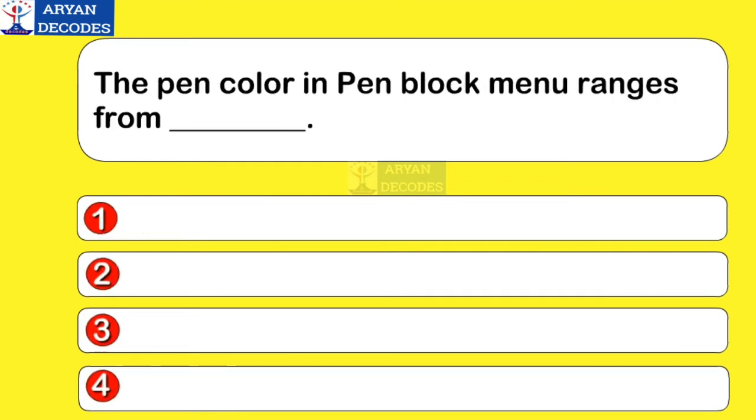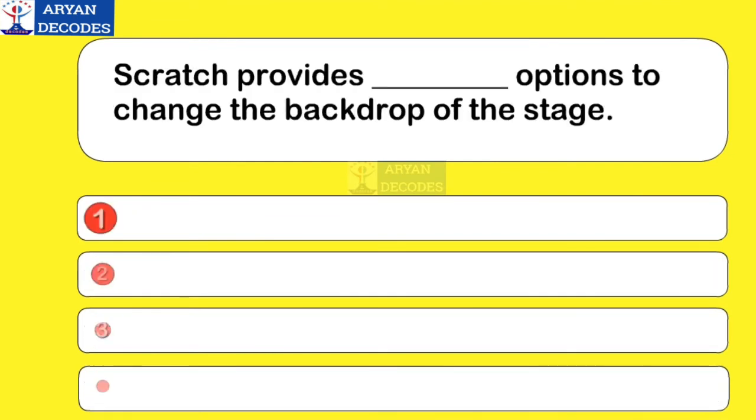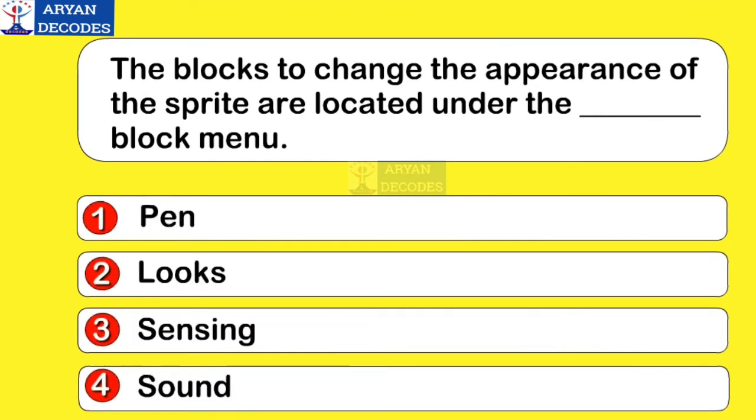The pen color in pen block menu ranges from dash. And the correct option is 0 to 200. Next question. Scratch provides dash options to change the backdrop of the stage. And the correct option is 4. The blocks to change the appearance of the sprite are located under the dash block menu. And the correct option is Looks. Now move on to the next question.